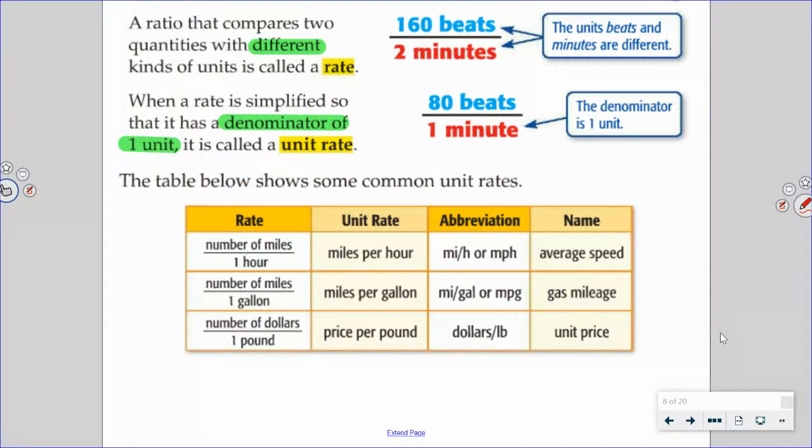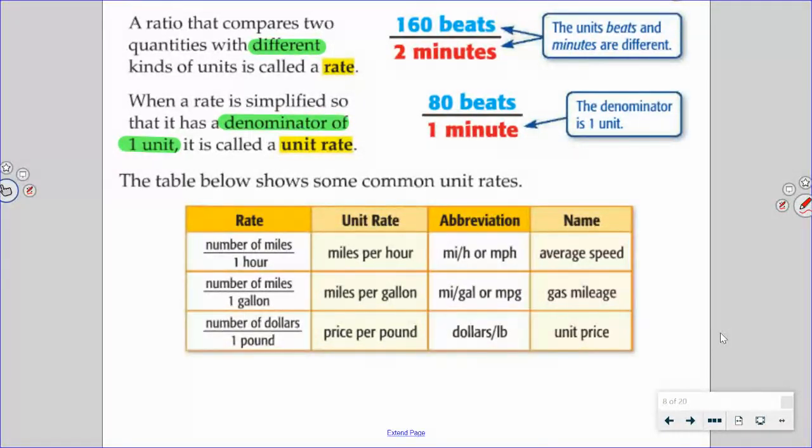Now, a ratio is any comparison of two things. A rate is a ratio that has two different units. So what I mean by that is if I say 6 red pens to 4 blue pens, that's a ratio. But as soon as I say 6 pens per bag, $6 per pen, 160 beats per 2 minutes, that is what we call a rate. So a rate is a special ratio. A unit rate is a special rate.